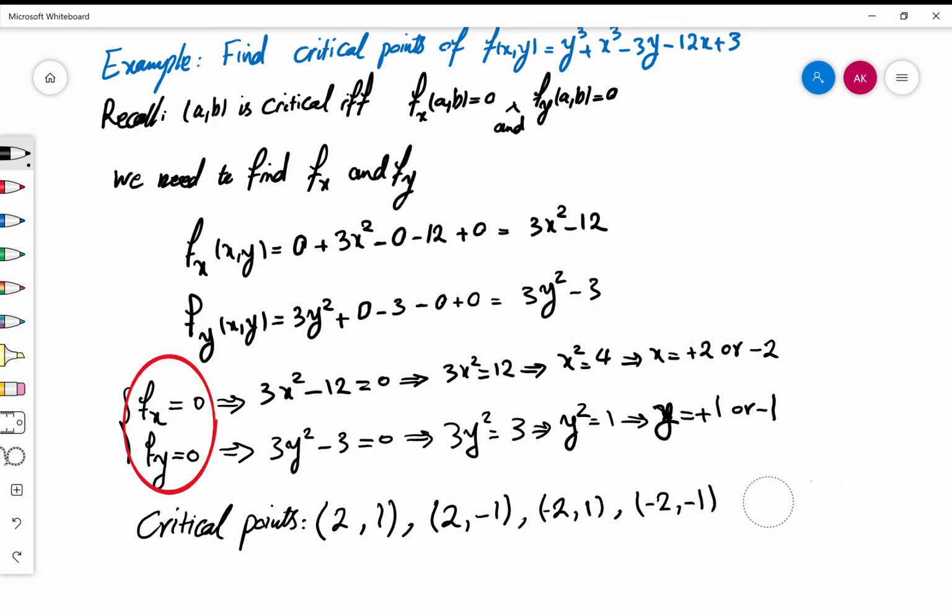So first, take the partial derivatives with respect to x and y, set them equal to 0, and find all pairs of numbers which make these two 0.